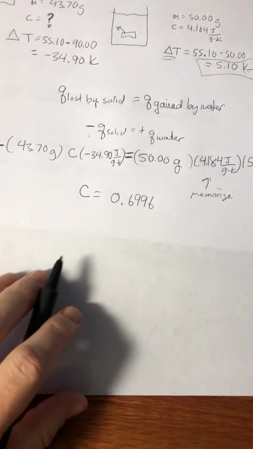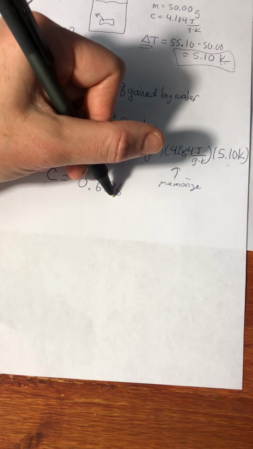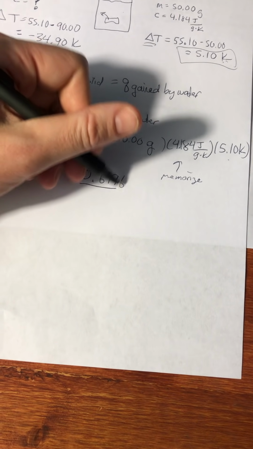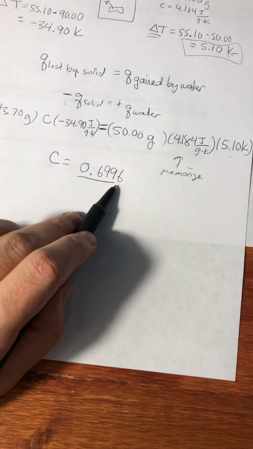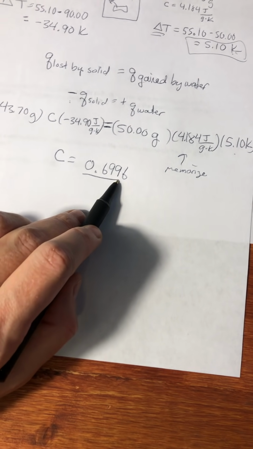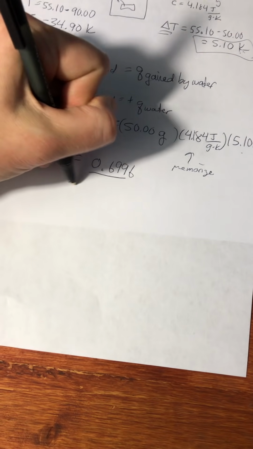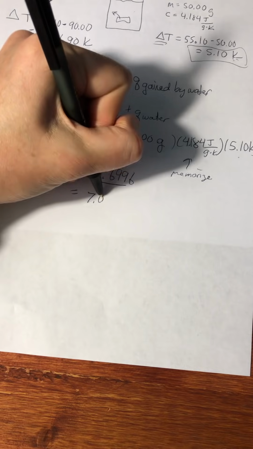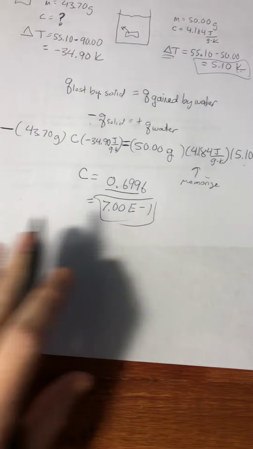0.6996, but this beautiful one had only 3 sig figs, and therefore your final answer should have 3 sig figs. You highlight these 3, ask if this is 5 or greater. It is. Just because it looks scary doesn't mean you should get rid of it. If you have 699.60, you would round it up to 700. In other words, 7.00 E negative 1 was your answer for this question.